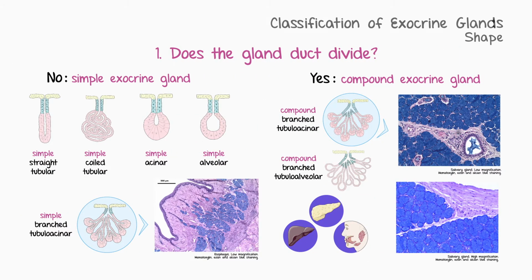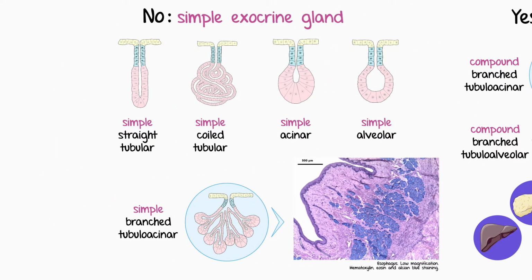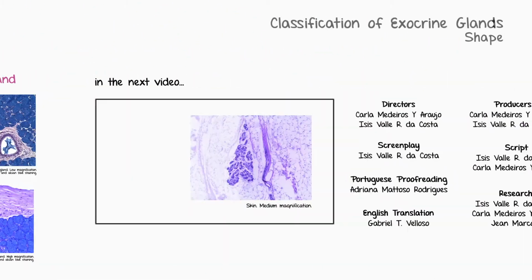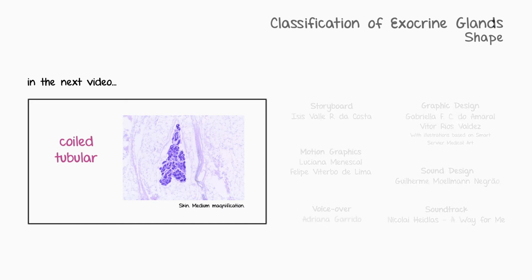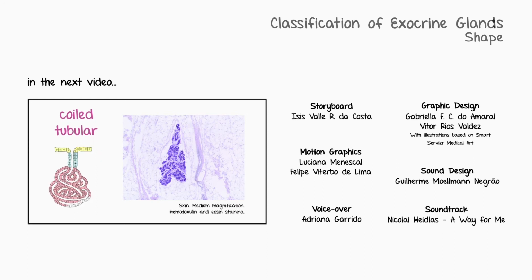We have then seen in this video that the simple exocrine gland is the one whose duct does not divide and is directly connected to the secretory portion, while the compound exocrine gland is the one whose main duct is divided and in which the cells of the secretory portions connect to ductal subdivisions. In order to go deeper in the classification of the exocrine glands according to the secretory portion, watch the next video.